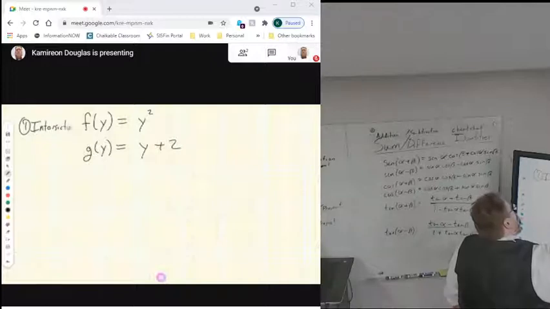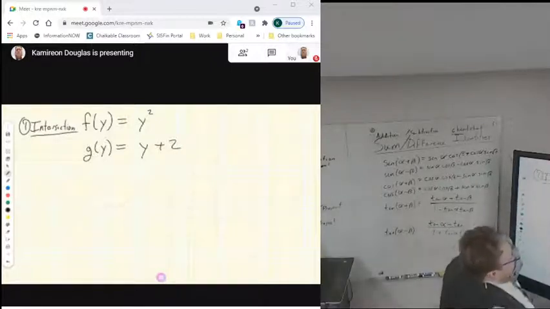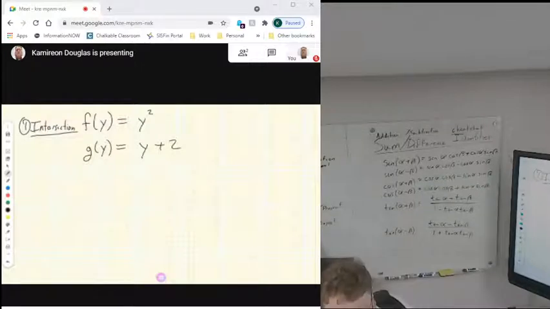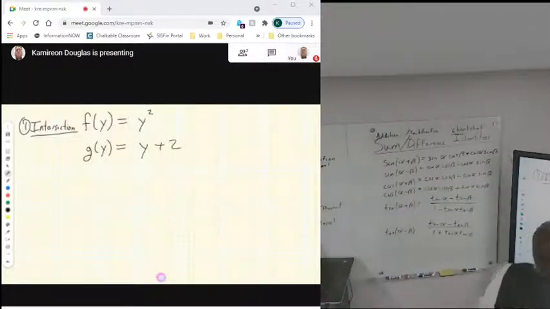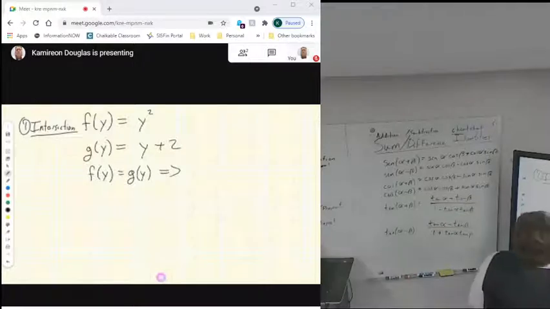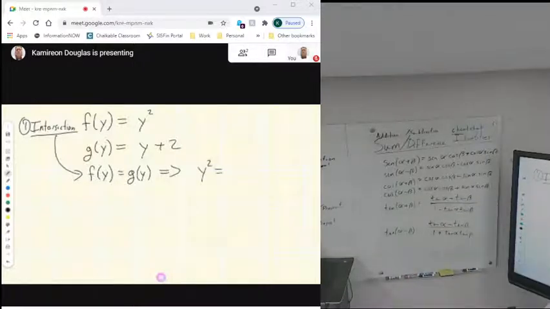Where do these two things cross? We'll find out, same way we did it on the previous problem. Set the two things equal to each other. So in this case, I'm going to do f of y equals g of y and solve. So, to find out where they are equal, I just do y squared equals y plus 2.